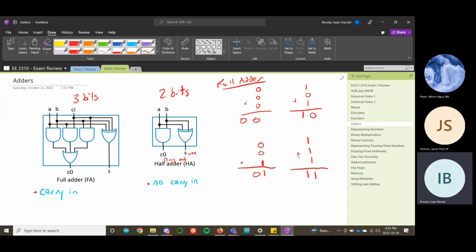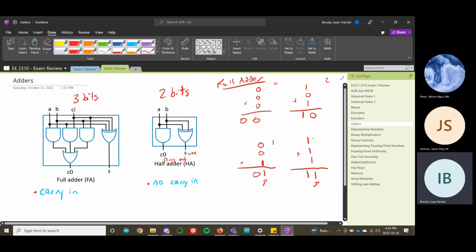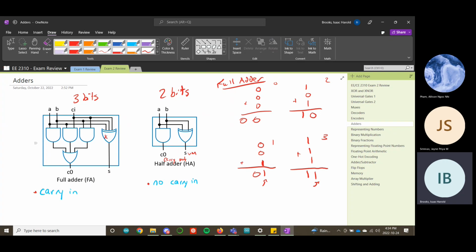If we look at these bits separately, we see that the sum bit, which is this right-hand side bit, is 1 whenever we have an odd number of ones in the input. In this case we have 0 ones, in this one we have 2, in this one we have 1, and in this one we have 3. So when there's an odd number of 1s on the input, the sum bit is 1. That's why they use an XOR gate here, which we talked about earlier.